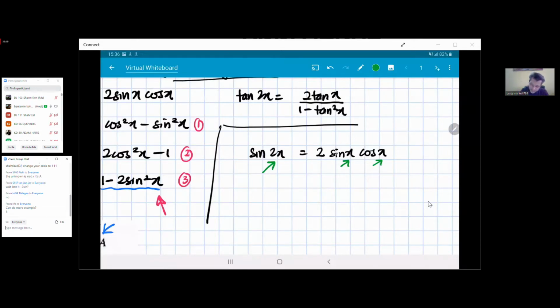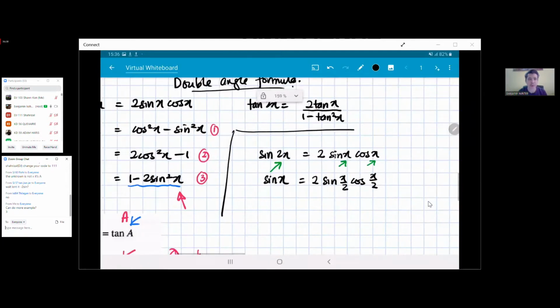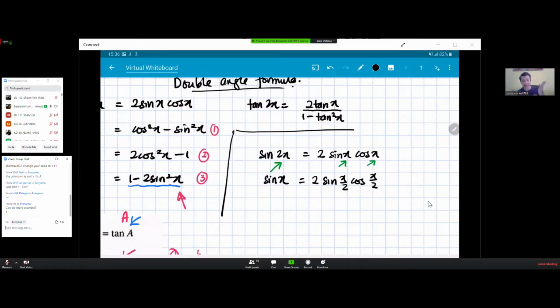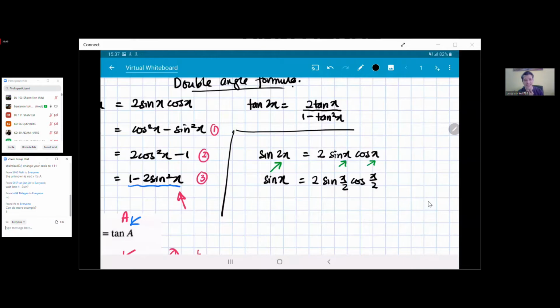Okay, what do I mean? That means this formula here, if I change this to sin x, can you understand? Sin x will now be equal to 2 sin x over 2 cos x over 2. Can you understand? Okay, we change it. So this is why we call this the half angle formula. Okay, half angle formula. Actually, double angle formula and half angle formula are related.